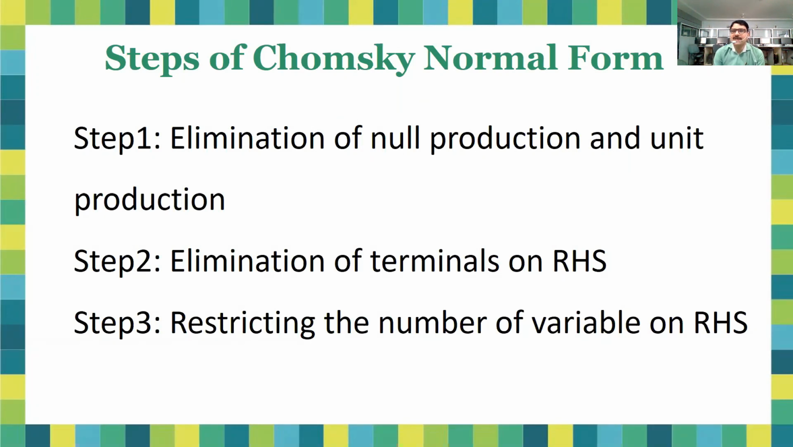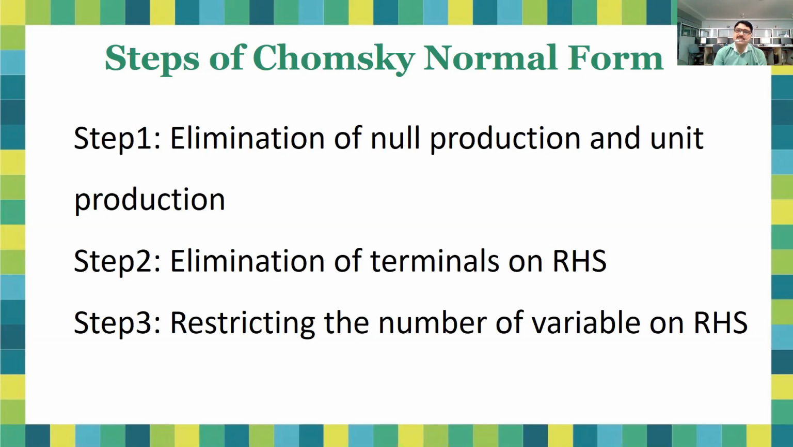First step will be the elimination of null and unit production. Means if there is any unit and null production in the grammar, then we will try to eliminate them. After eliminating unit and null production, we will proceed to step two. In step two, we will try to eliminate the terminals on the right hand side, because in Chomsky normal form there should be a single terminal. If more than a single terminal is there, then we should eliminate all these terminals, right?